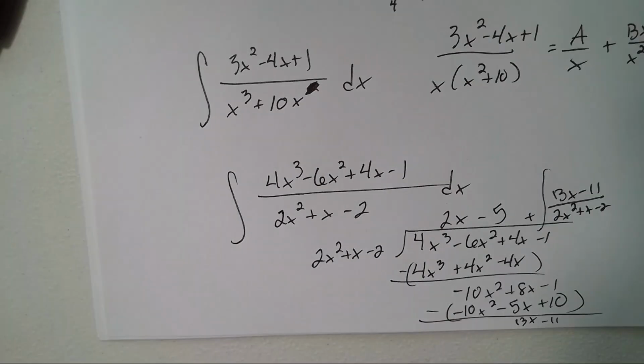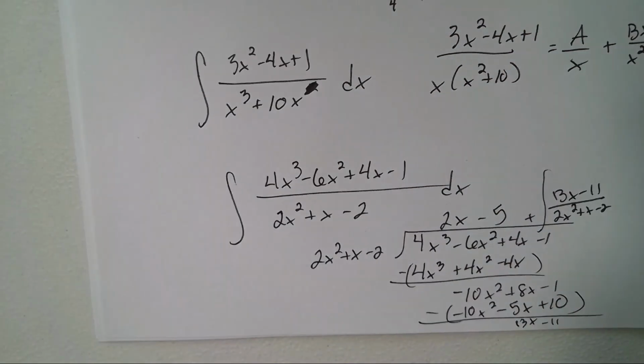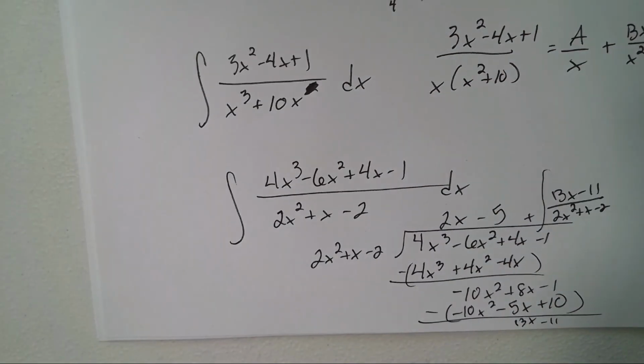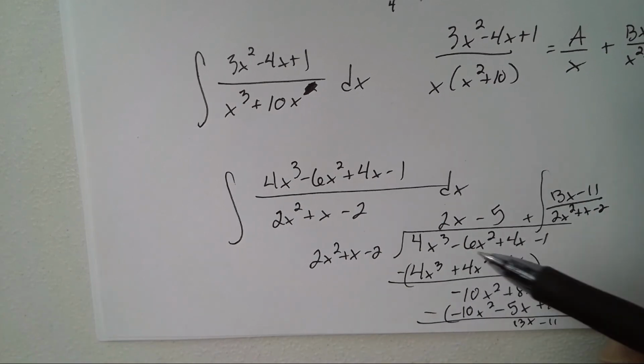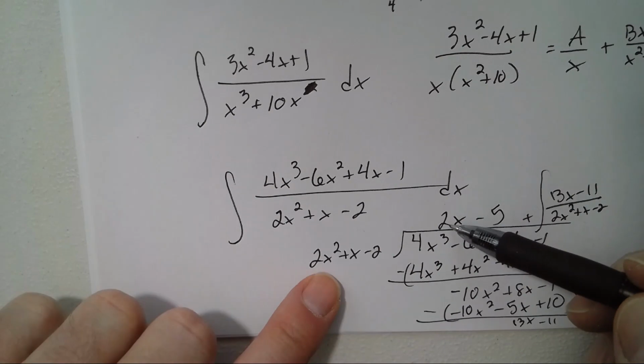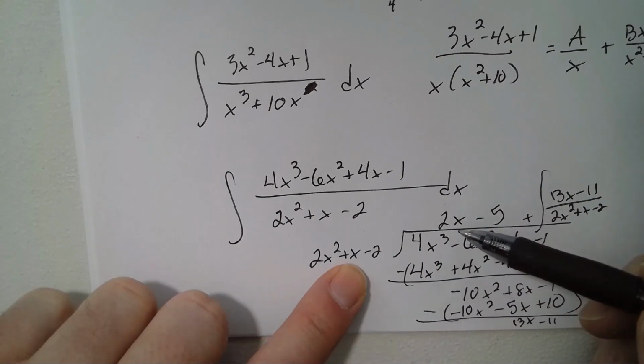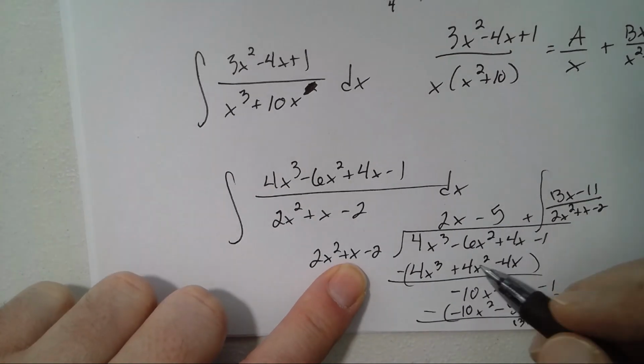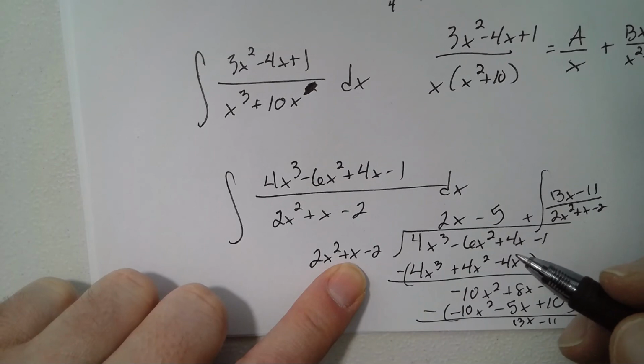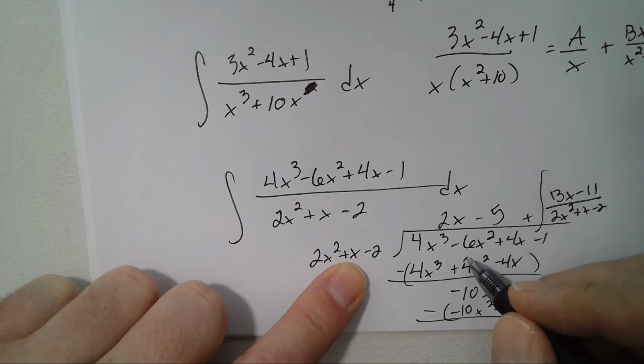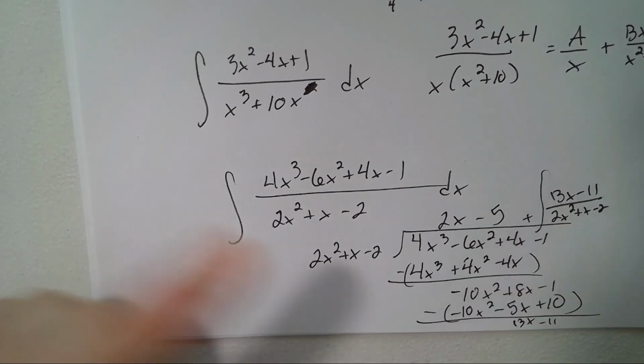Alright, so questions on this stuff? This is just partial fractions right now. Wait, where did the 4x cubed come from? Right there. Yeah, that should be 2x squared. Okay. Good call. Thank you. So that would mess it up, but that's how you would do it if I knew how to multiply.